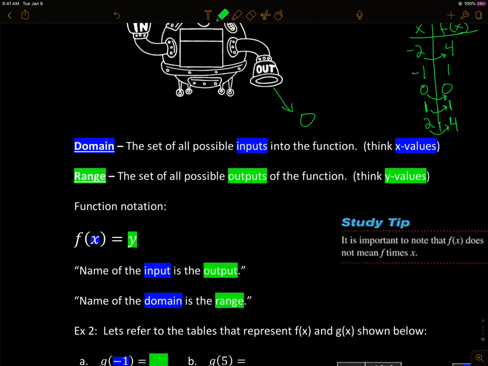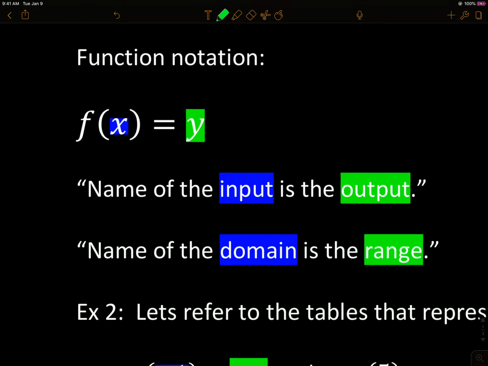All these terms in green are also similar. What you get out is called the range. The range is the set of all possible outputs of the function. So whatever the function spits out as a result, that's going to be called the range, and you can think y values. Function notation looks like this.